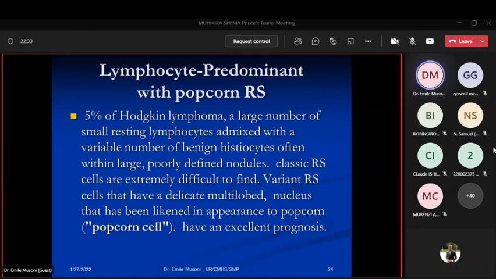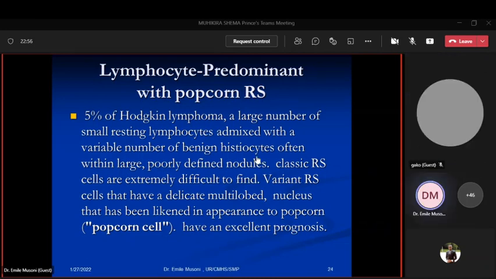Another one is lymphocyte predominant, with popcorn cells. It is 5% of Hodgkin lymphoma, with a large number of small resting lymphocytes mixed with a variable number of histiocytes. Classic Reed-Sternberg cells are extremely difficult to find, but there is a variant called popcorn. I hope you know how popcorn forms. The cells have the shape of popcorn, and what you must know is that they have an excellent prognosis, like nodular sclerosis.